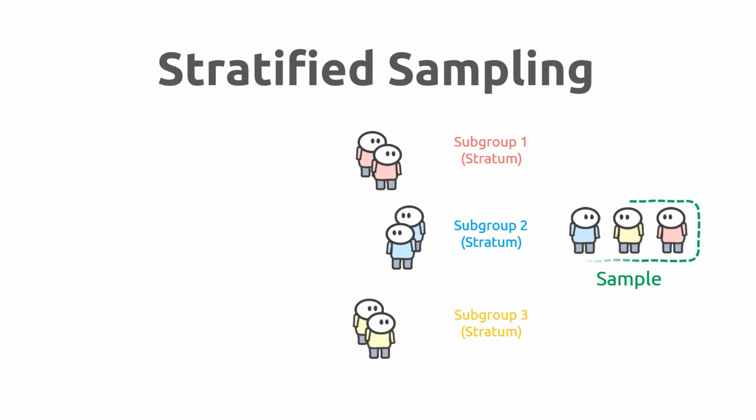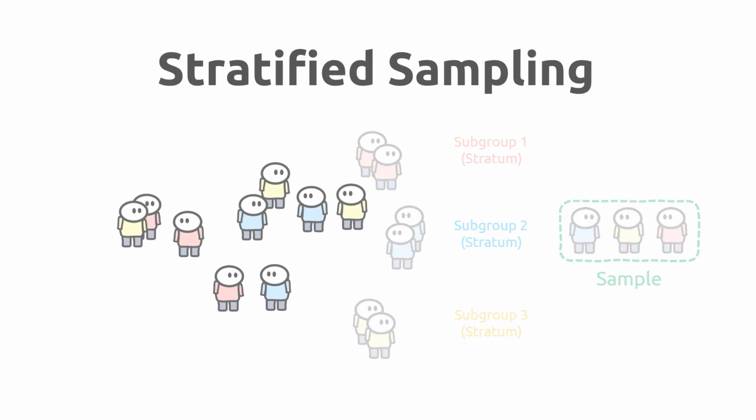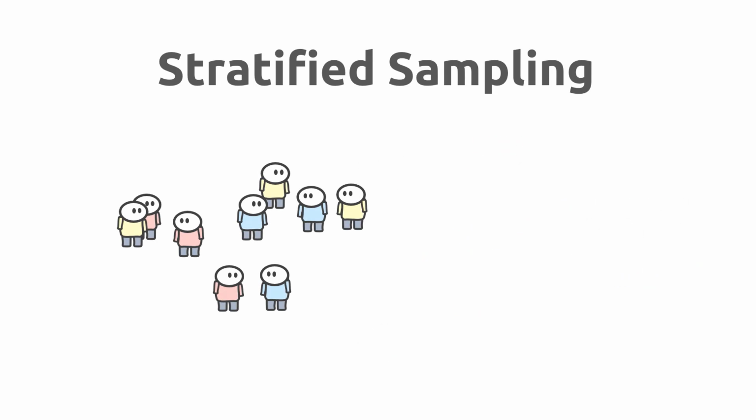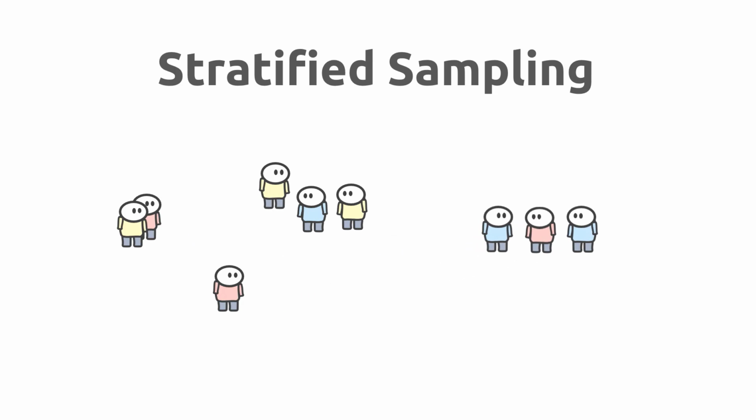So that's our sample. One good thing about stratified sampling is that we are guaranteed to get some members from each subgroup in the sample. In simple random sample, we can't guarantee that because it's possible to get a sample of 3 students with no students from the yellow team.